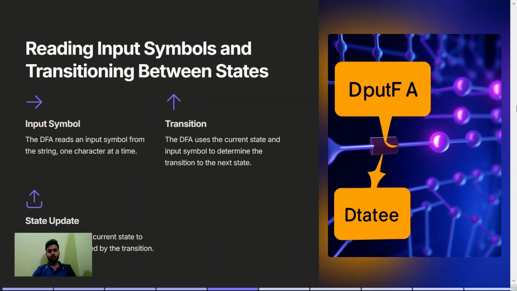Reading input symbols and transitioning between states. Input symbols: the DFA reads an input symbol from the string one character at a time. After reading the input symbol, a transition will occur. The DFA uses the current state and input symbol to determine the transition to the next state. State update: the DFA updates its current state to the new state dictated by the transition.